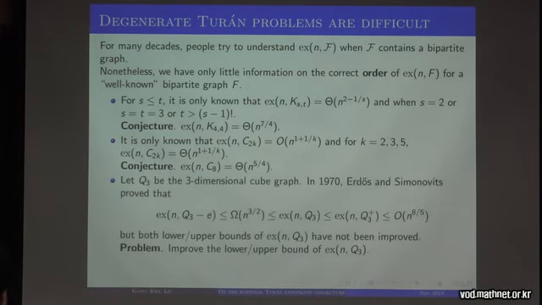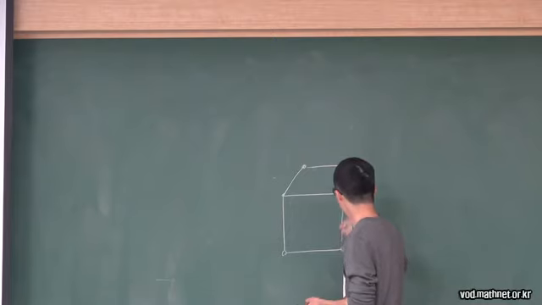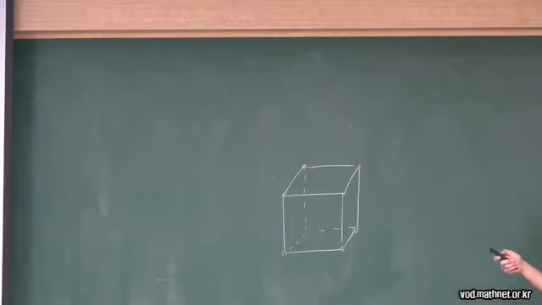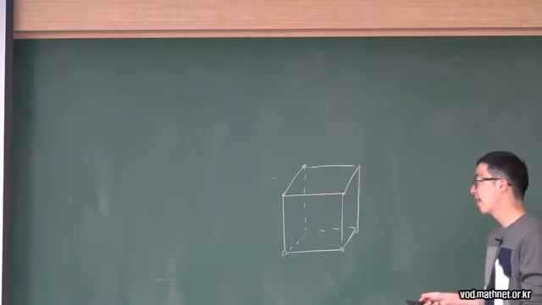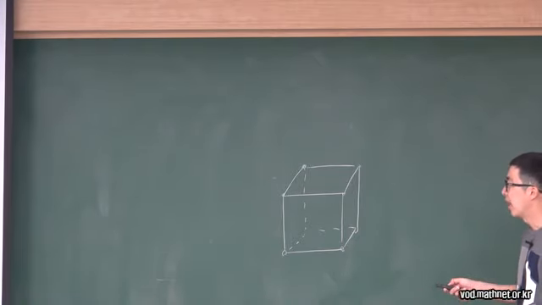Another example is the three-dimensional cube graph, which looks like this. It is a three-regular graph with 8 vertices, and Erdős and Simonovits proved that the extremal number of the three-dimensional cube graph has the lower bound n to the 2/3 and the upper bound n to the 8 over 5.